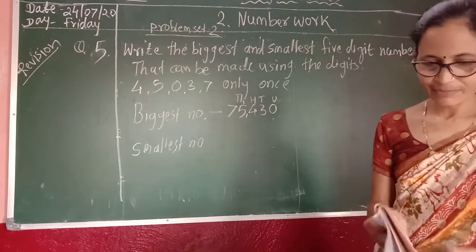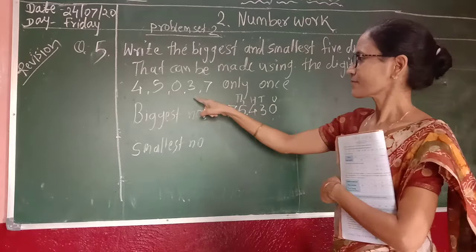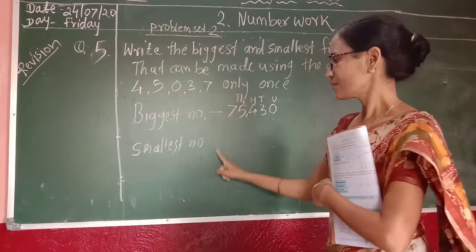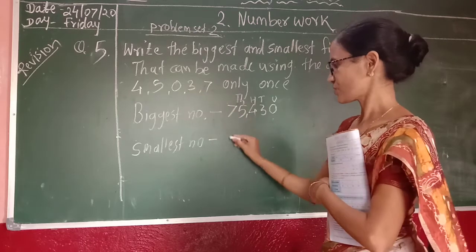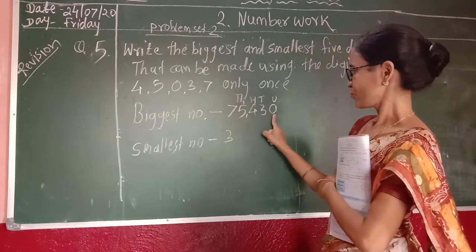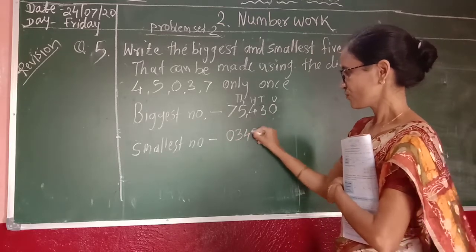Which is the smallest number? The smallest number is, don't write 0 on the unit place or the biggest place, that is 3. After that, 0, don't write 0 here. 0, 3, 4, 5, 7.